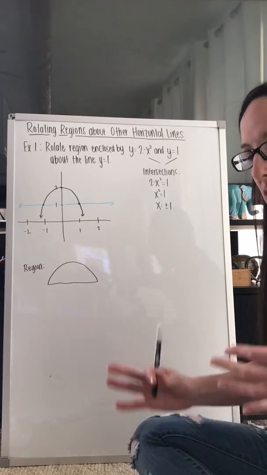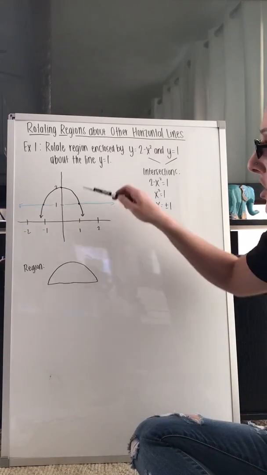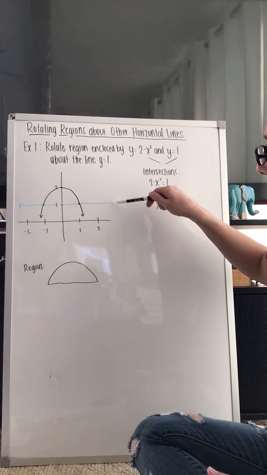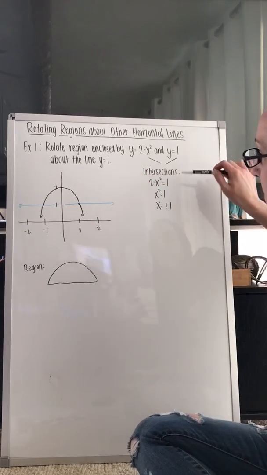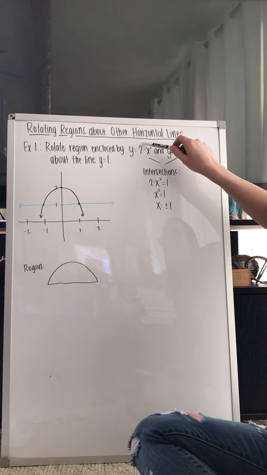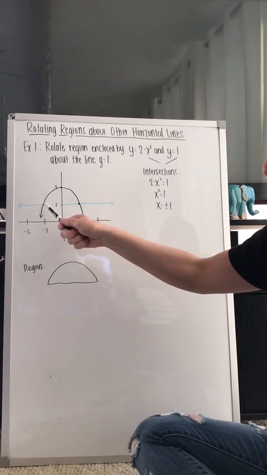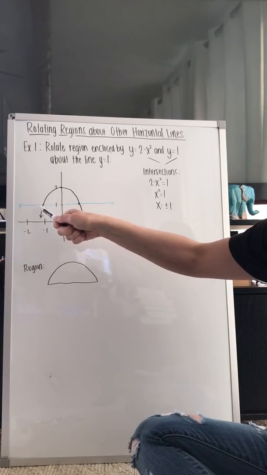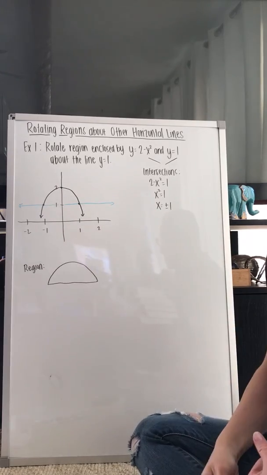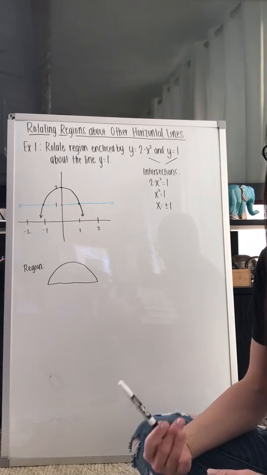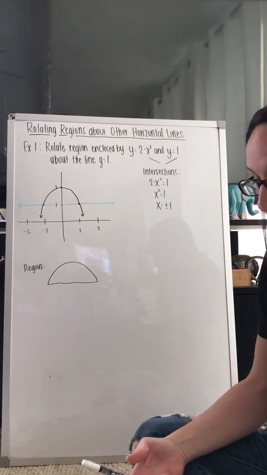So I've done a little bit of front loading here. I've graphed the two functions. That's my y is equal to 2 minus x squared. This is my line y is equal to 1. I found my two intersection points by putting these two functions equal and solving. So that's telling me that the two graphs are meeting at the x value of -1 and the x value of +1. Those are going to end up being our bounds on our integral.